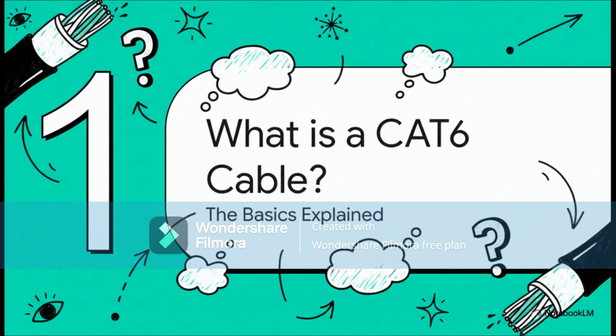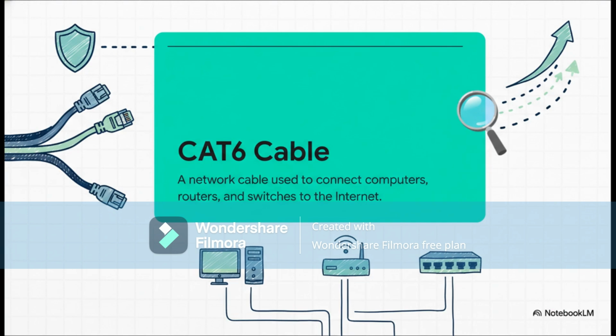So what exactly is a CAT6 cable? Let's break down the basics. Nice and simple. Okay, first up, the name, CAT6. It's really just short for Category 6. That's it. It's a standard for network cables, and it's designed specifically for high performance. Its job is simple, but it's absolutely crucial. It creates that physical, wired link between your devices and your internet.